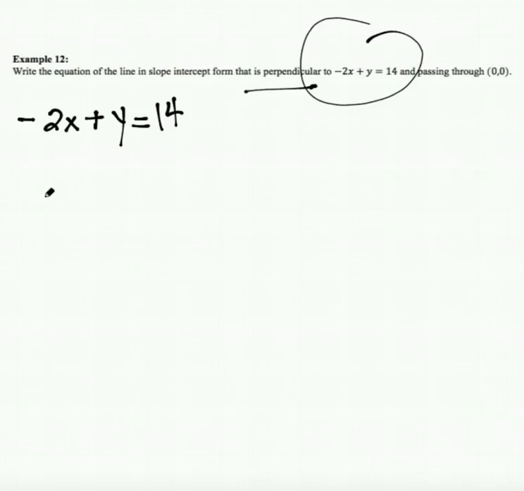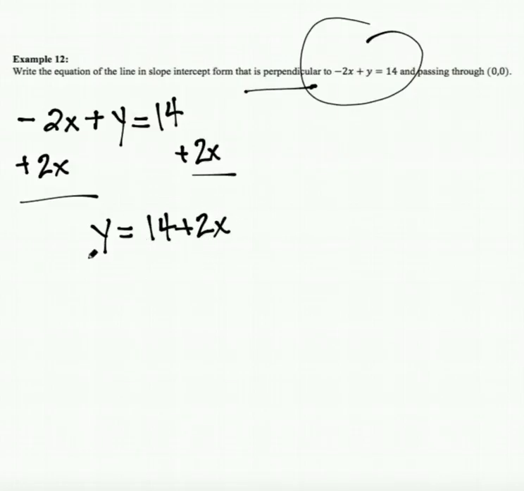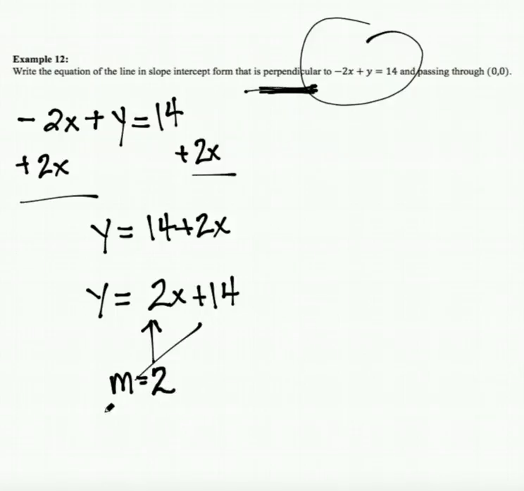Well, again, in this form, I don't know what the slope is. So I'm going to isolate the y, get the y by itself. To do that, I'm going to add 2x to both sides. So it gives me y equals 14 plus 2x. And then I'm going to rewrite it in the order that I like, which is y equals 2x plus 14. Okay, y equals mx plus b. The slope of this line is 2. But if I want to be perpendicular to that line, I'm not going to use 2. I'm going to use the slope m equals the opposite reciprocal of that.